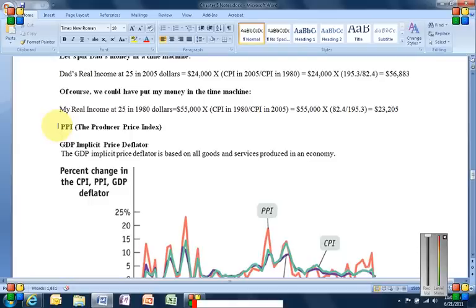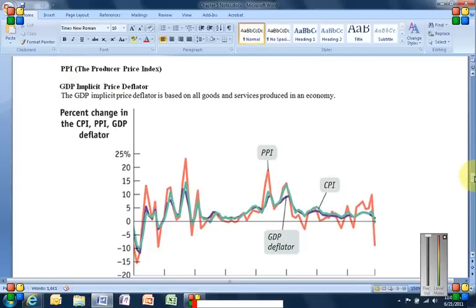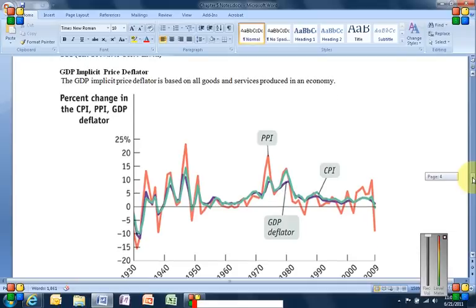But that's based on all goods and services produced in an economy. It's not just a sampling, a market basket, as is the case with the CPI. So here's all three of them charted over a period of time, starting back around 1930 and going to almost where we are today, looking at the percentage change over the years of the PPI, the CPI, and the GDP deflator.